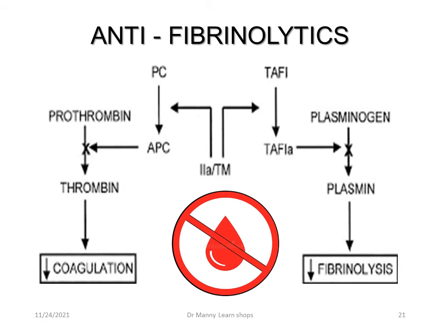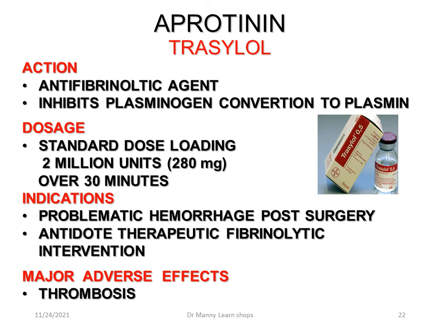When we look at anti-fibrinolytics, these are medications that stop the breakdown of fibrin. So therefore the patient or the person or the victim must be bleeding. And this is to stop bleeding. Aprotinin, Trasylol, is an antifibrinolytic agent and inhibits plasminogen conversion to plasmin. The standard dose is about 2 million units over 30 minutes.